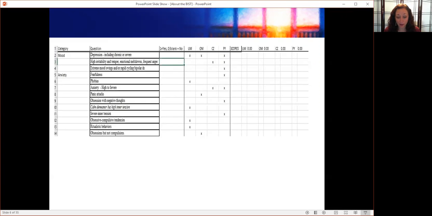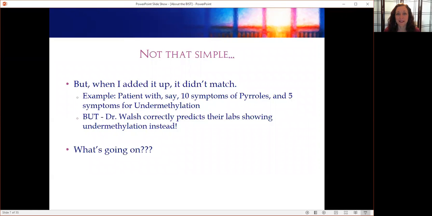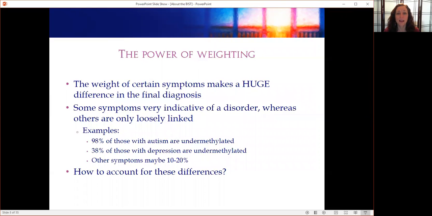So I added them all up, and it turned out it just was not that simple. When I did add it up, it didn't match. For example, say there's a patient with 10 symptoms of pyrroles and 5 symptoms under methylation, but somehow Dr. Walsh correctly predicts that their labs are going to show that they're an undermethylator, which they were. And I was completely confused. So what was going on? It turns out this is about the power of weighting. The weight of certain symptoms makes a huge difference in the diagnosis that you finally settle on in this system.